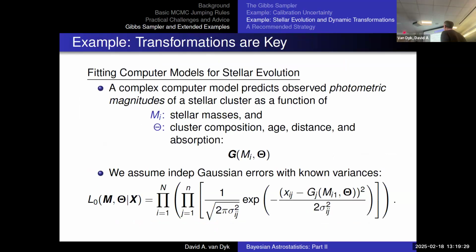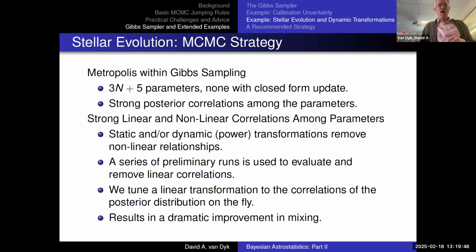But go back to this example from the very, very beginning, where we do the stellar evolution. This was that model I had. Remember, this is the photometric magnitudes for each of the stars. This is the computer model that depends on the mass and the cluster parameters. And I showed you some of the posterior distributions that came up. One of the things that we did in this algorithm was to have a Metropolis Hastings update that was tuned on the fly to the shape of the posterior distribution.